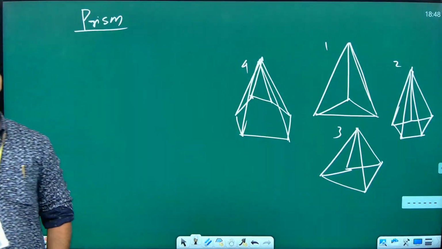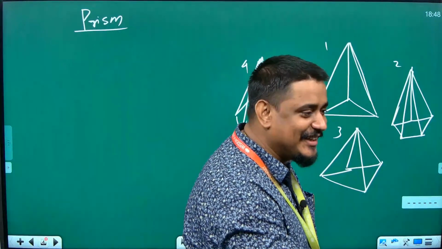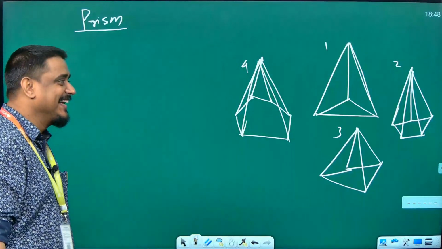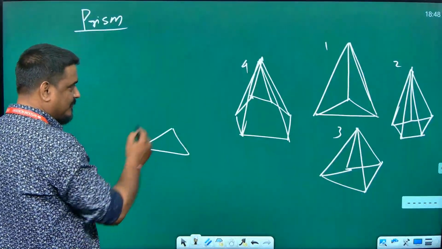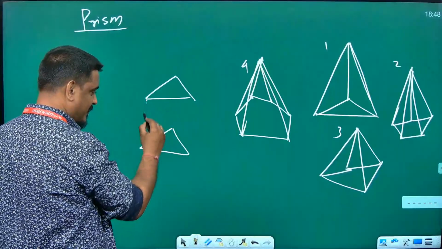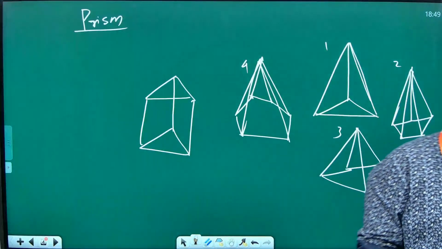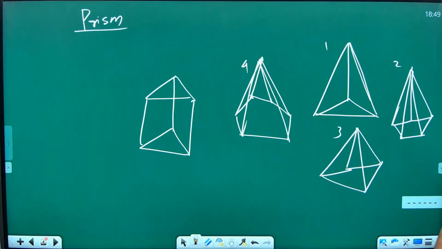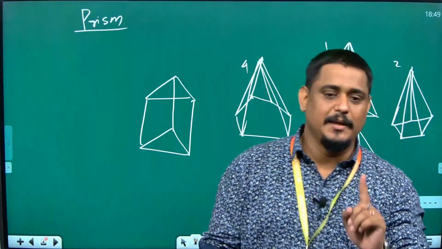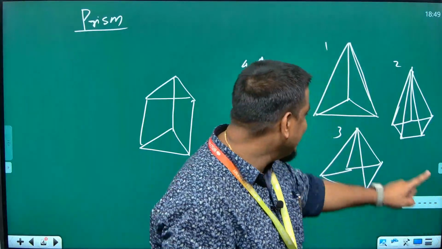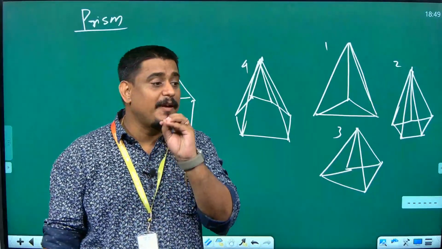None of the diagrams is a prism. Then draw the prism. Shall I draw a prism now? Listen to me, please. All these diagrams are of a pyramid. What is the meaning of pyramid? Pyramid is a structure. Listen to me very carefully.